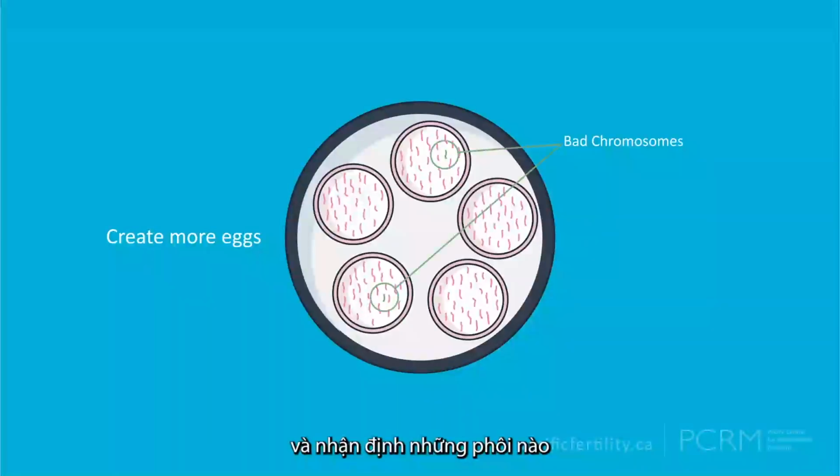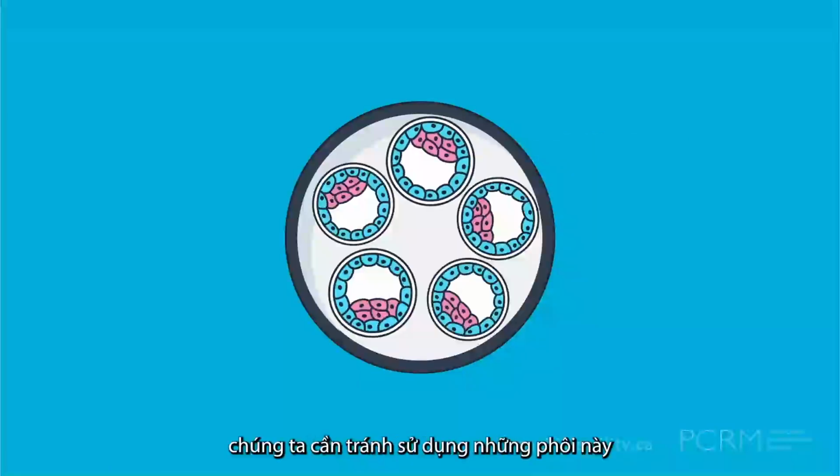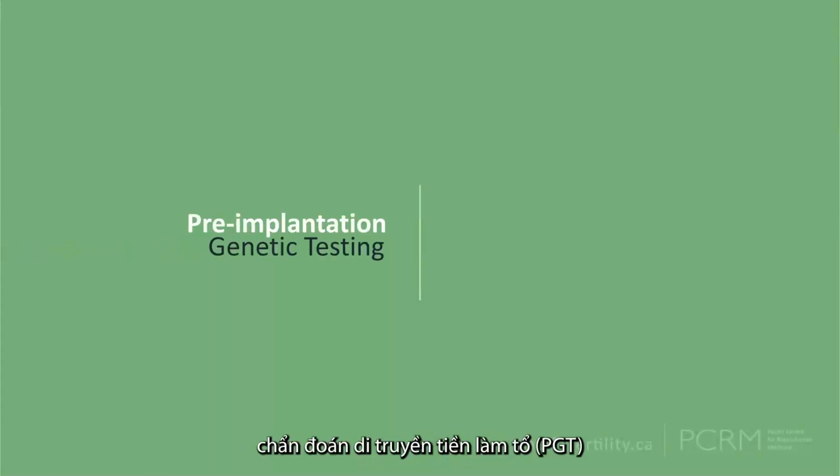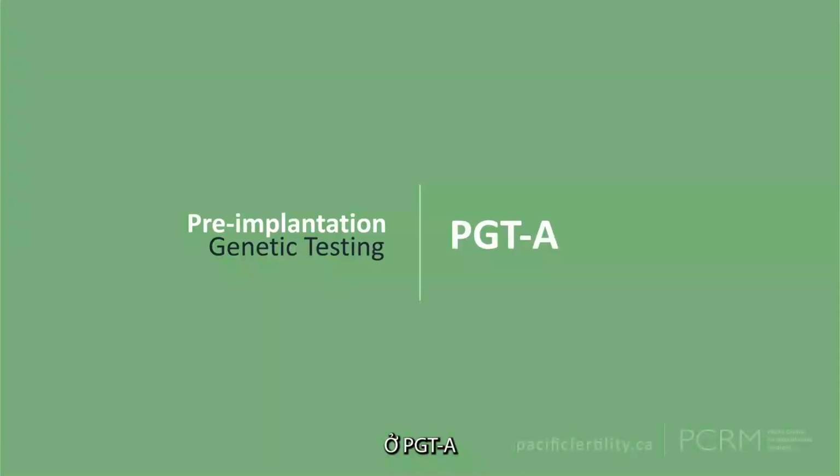Then, if we can identify the embryos that contain too many or too few chromosomes, we would avoid selecting those embryos. This is pre-implantation genetic testing for aneuploidy, or PGT-A. PGT-A is the modern terminology, but in the past has also been referred to as PGS or CCS.